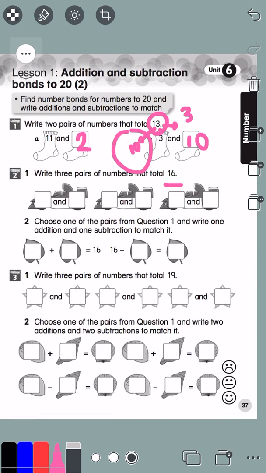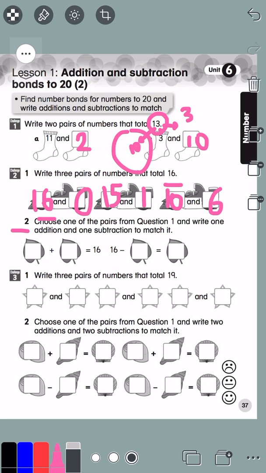What about 16? Give me 3 pairs of numbers that total 16. You can use 16 plus 0, or take away 1 from 16, 15 plus 1, or take away 1 from 15 and give it to the 1, like 14 plus 2, or you can say 10 and 6.